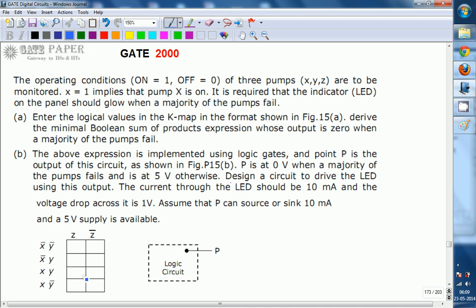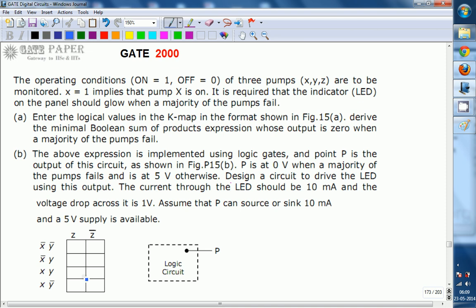P must be at logic 0 whenever the pumps fail, otherwise P must be at logic 1. C: Design a circuit to drive the LED using this output. The current through the LED should be 10 milliamperes and the voltage drop across it is 1 volt. Assume that P can source and sink 10 milliamperes and a 5 volt supply is available.